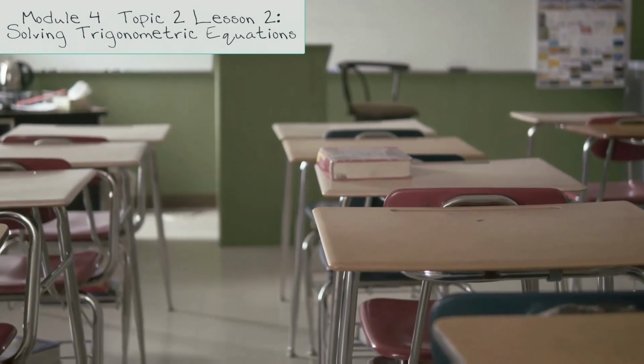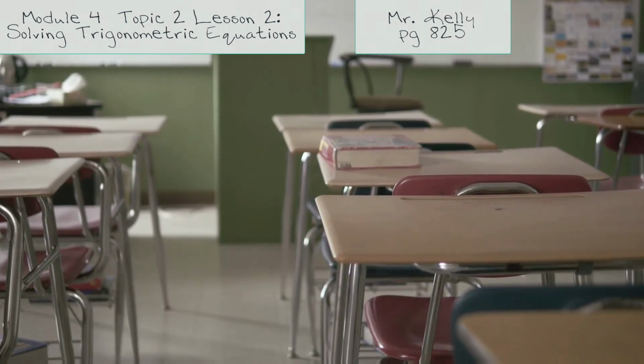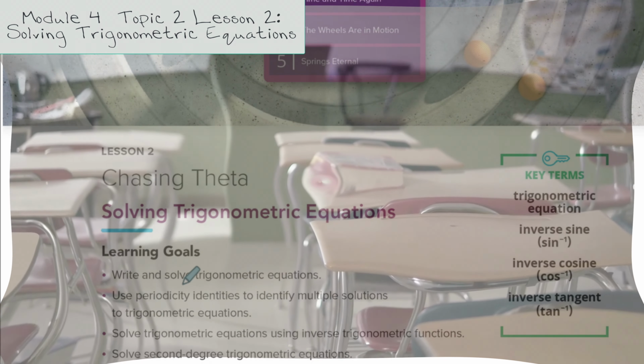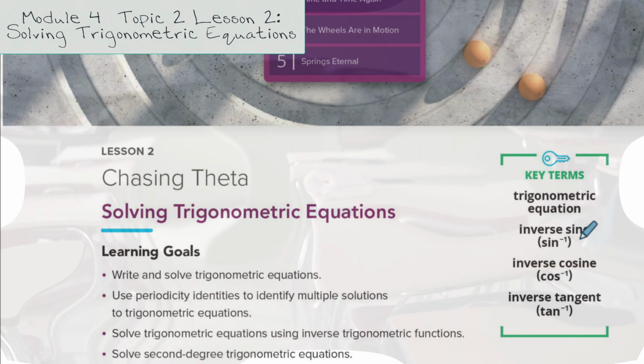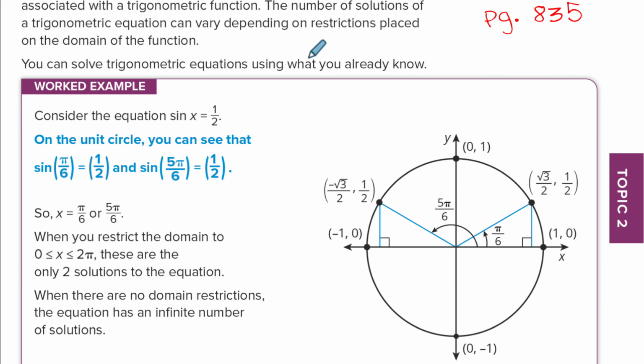Lesson two is about trigonometric equations. That's hard to say. Trigonometric. We also have to say words today like periodicity. That's a new word. And inverse sine, inverse cosine, inverse tangent. What? We're going to learn all that on page 835? No, it's not all on that one page. But we're going to start on page 835.